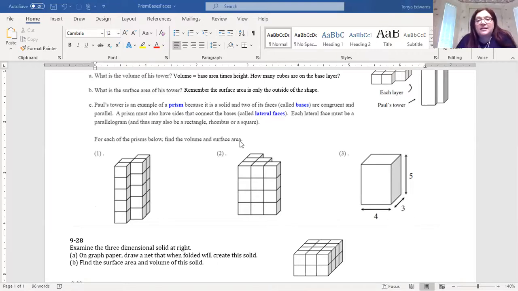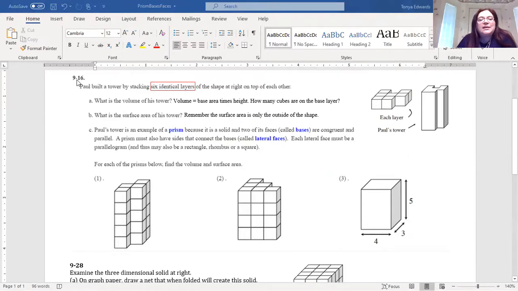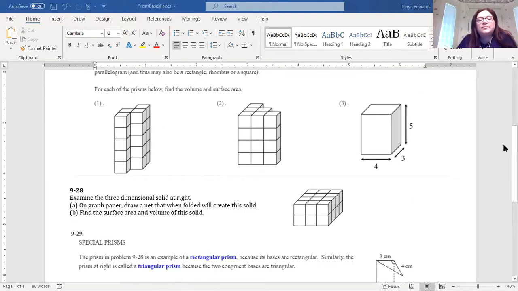You'll do that exactly like I just did. So for problem number 916, we have A and B, and then 1, 2, and 3. So 916 is a homework assignment. That's going to be worth 5 points.